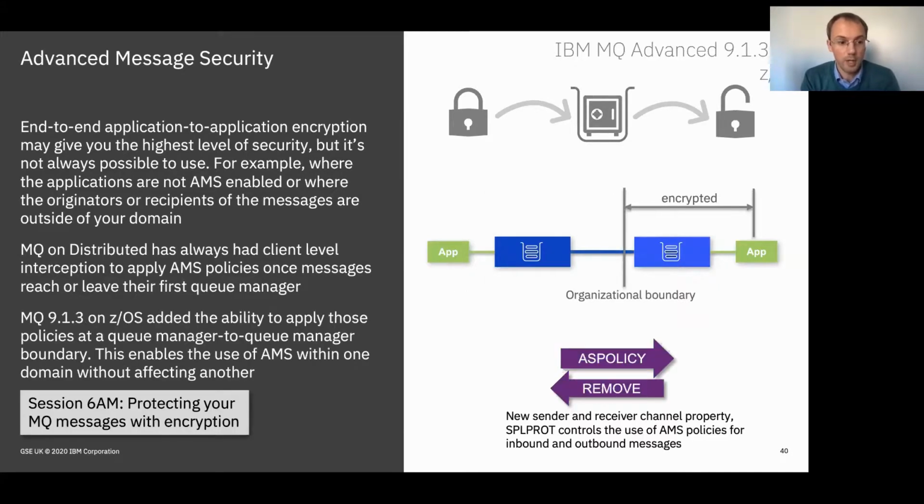But on z/OS in 9.1.3, we've added the ability to perform that encryption or decryption or signing at queue manager boundaries. This is particularly useful when you want to send data to a third-party business partner or other organization, whereby you might have a policy that all messages must be encrypted on your queue managers, but your business partner might not have that requirement. Therefore, you can have messages automatically encrypted or decrypted at the organizational boundary as they pass between queue managers, which is an important feature that many customers had asked for.